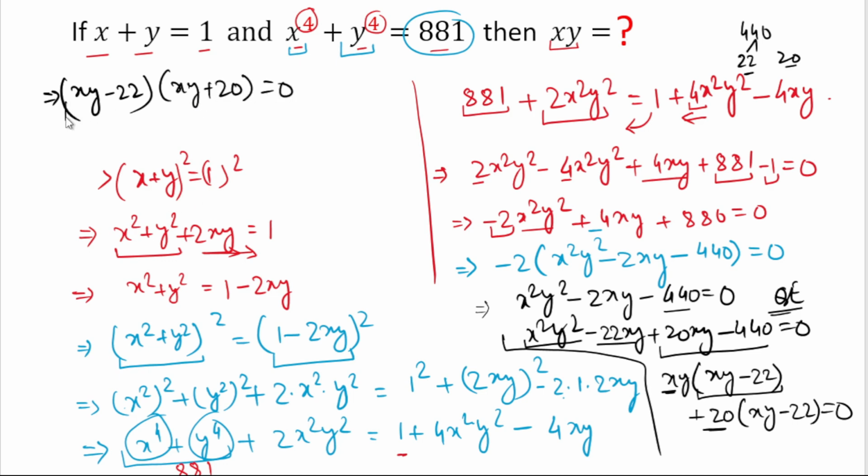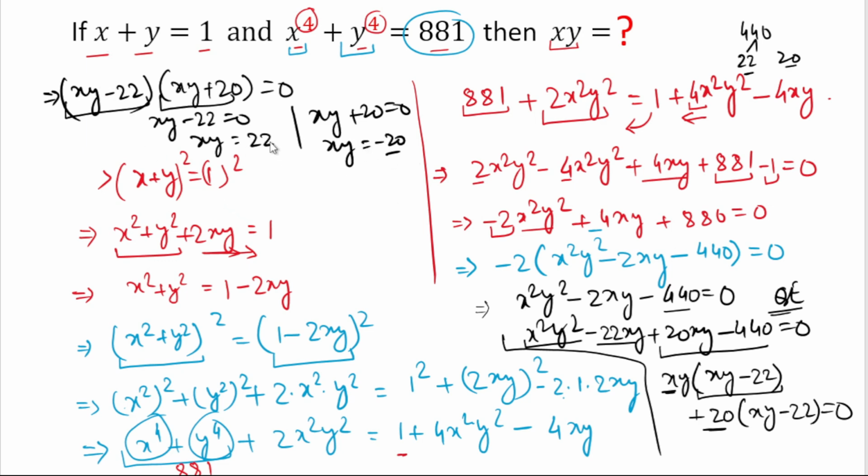Now the multiplication of the two factors is 0. So we'll write either xy minus 22 is equal to 0 or xy plus 20 is equal to 0. From here the xy value will be positive 22, and here the xy value will be negative 20. So friends, here we have calculated the value of xy, that is 22 and negative 20. These are the two answers of these expressions.